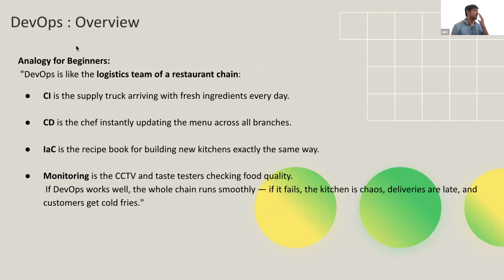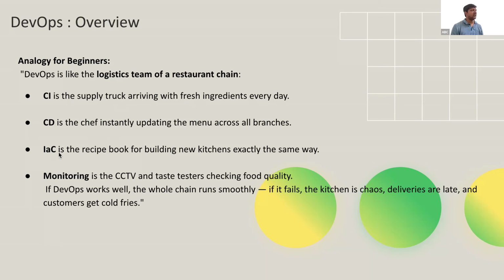And DevOps, okay, this is an analogy that we have given. DevOps is like the logistics team of a restaurant chain. CI is the supply truck arriving with fresh ingredients every day, how those would come. CD is something like updating the menu across all the branches, because we are deploying that menu right at many places and in many units, branches.